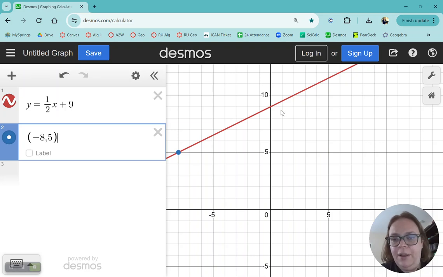Because we can't make a parallel line that goes through that point, because the line already goes through the point. So interesting error to think about. So let's make it -8, 7. So now it's not a point on the line.